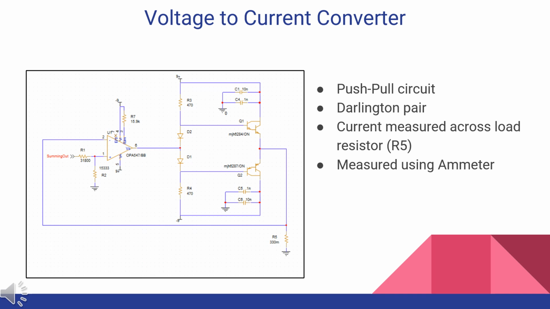This is the voltage to current converter. It is a push-pull circuit with two Darlington pair BJTs. One is an NPN and one is a PNP. The output current is measured across R5, which is the load resistor, and it's measured using an ammeter.